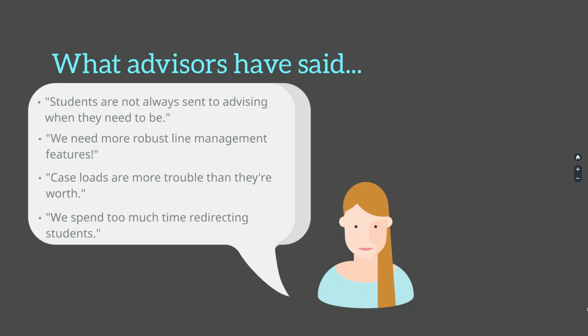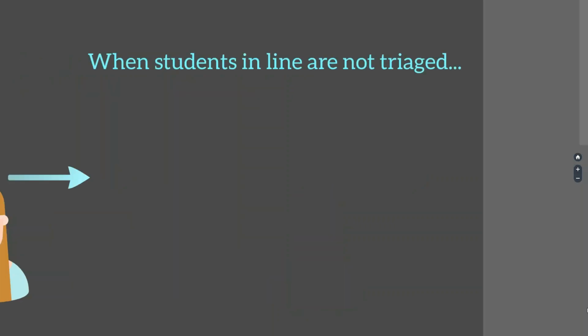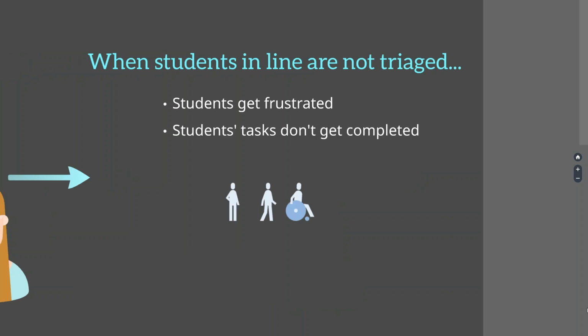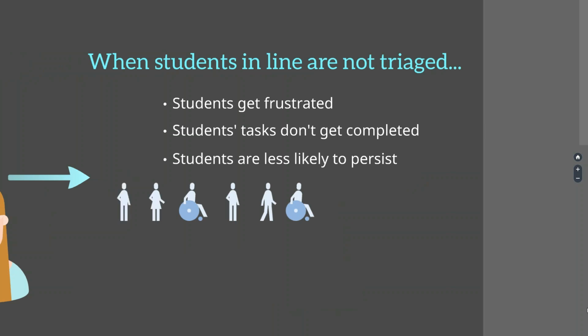We spend too much time redirecting students. Again, that's that idea that time is spent managing the students who come to us instead of working with them productively. So what happens when that triaging doesn't happen? Our students are getting frustrated. Their tasks are not getting completed. They're less likely to persist, so we're less likely to engage them. We're less likely to retain them. Meanwhile, that line just keeps getting bigger.